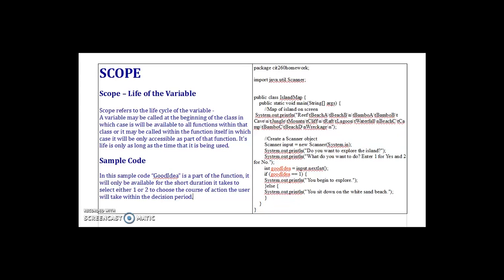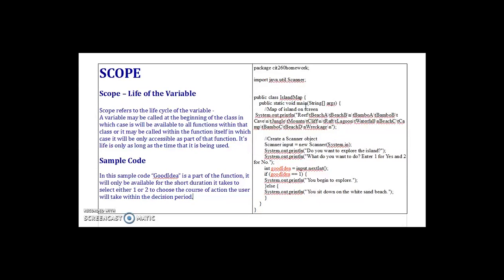Hi, this is John Stewart, and as part of the group with Adam and Ryan, I am defining scope. Scope refers to the life cycle of the variable. A variable can be called at different stages in the class, and within that class, it could be called at the beginning, which would make it available to the entire class, to every function.